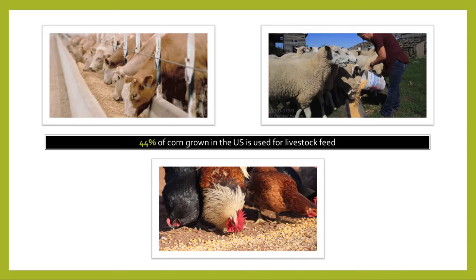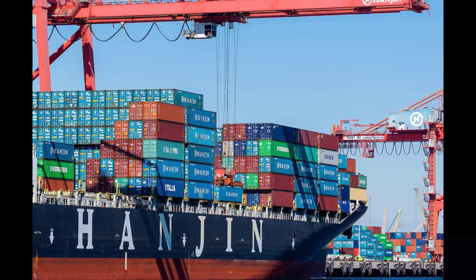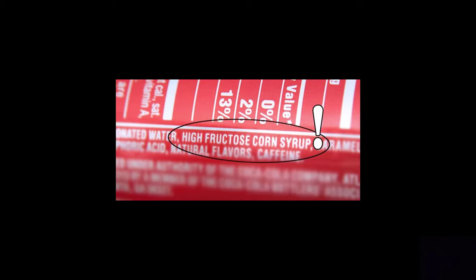Approximately 44% of corn grown in the U.S. is used for livestock feed. About 30% is used to produce ethanol, 15% is exported to other countries, and most of the remainder is used for products such as sweeteners, cooking oils, and other food ingredients.